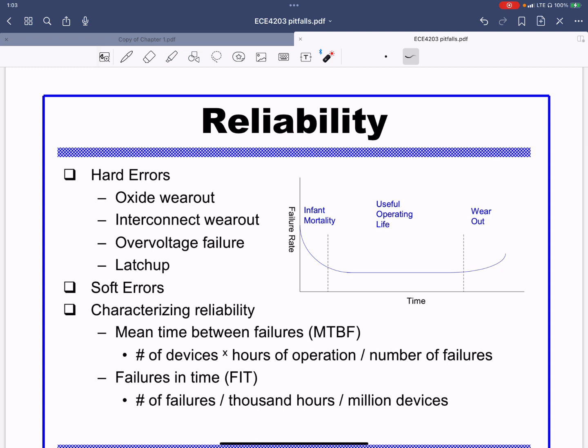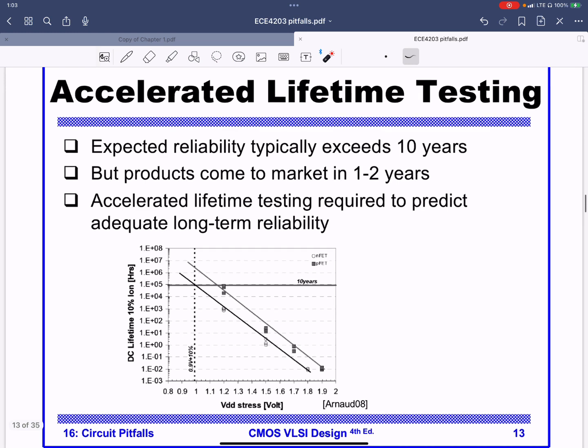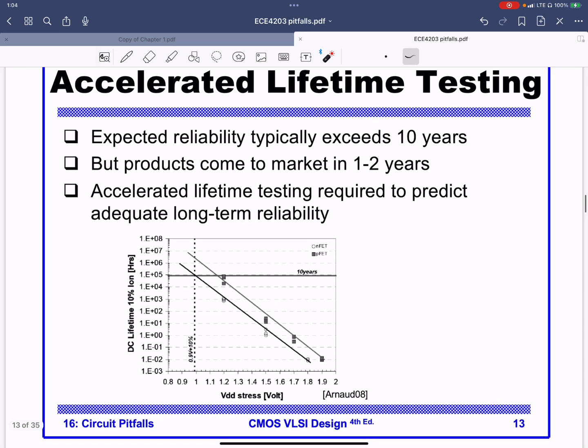On top of that, there are also soft errors, like things like radiation, etc., that might cause errors in the circuit. We'll talk about that a little bit, and then how to characterize these failures. Okay, so when you look at commercial parts, typically they're expected to last over 10 years. And so all the reliability checks that the customers and yourself will be running are trying to figure out whether they last 10 years.